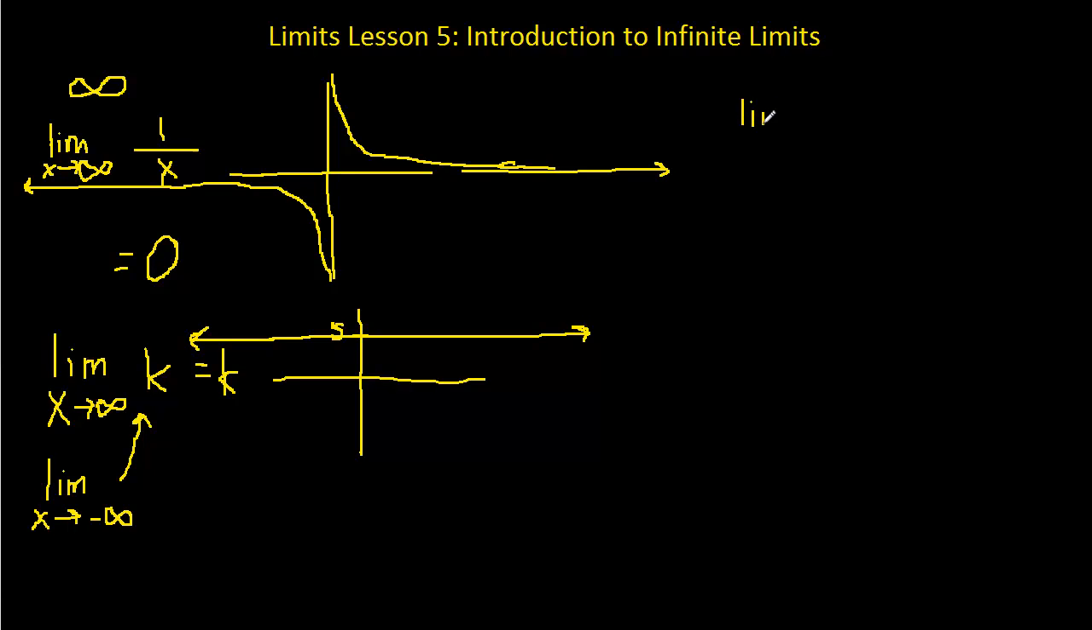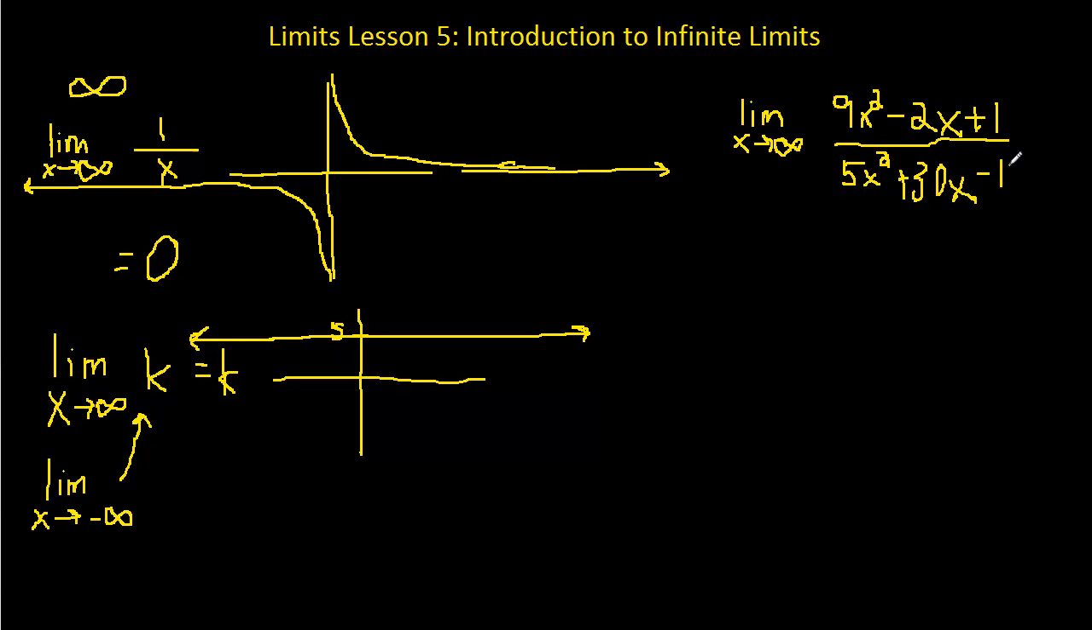What this means is, x goes to infinity, and let's say we have 9x squared minus 2x plus 1 over, let's say, 5x squared plus 30x minus 10. Okay, now these look like some pretty complicated numbers, and you'll be thinking, oh, this is that thing where we have to factor, but no, that's not the case in infinite limits.